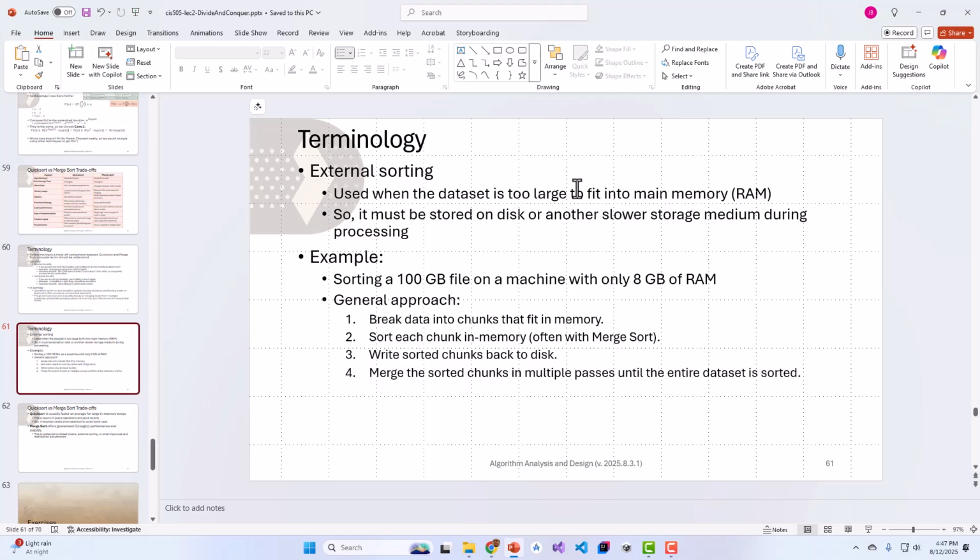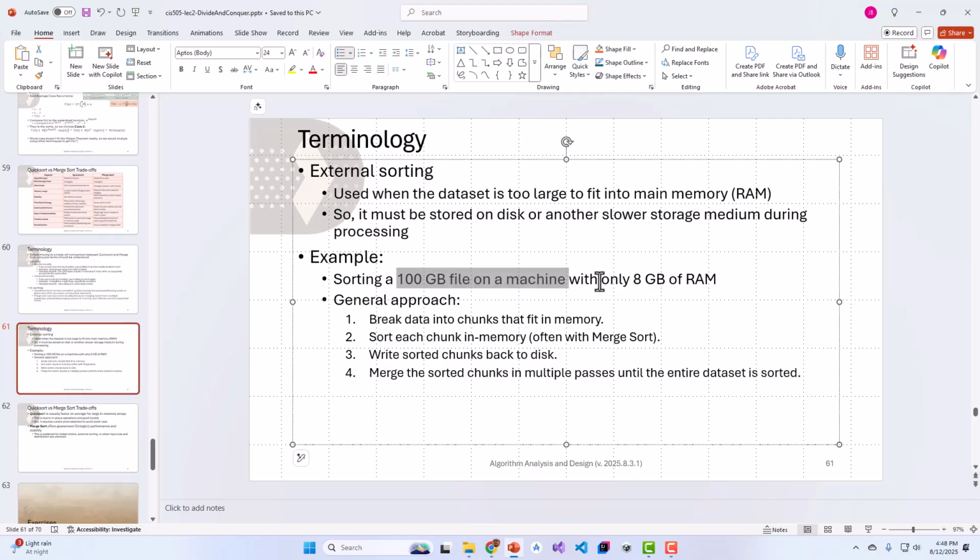This is used when the data set is too large to fit in main memory, which is RAM. So it has to be stored on disk or another slower storage medium, what we would call secondary storage devices, during processing. Even a solid-state drive is slower than RAM. Okay? So an example might be sorting a 100 gigabyte file on a machine with only 8 gigabytes of RAM. You can't have the whole thing in memory. It's impossible. So your storage tends to have a whole lot more room than RAM.